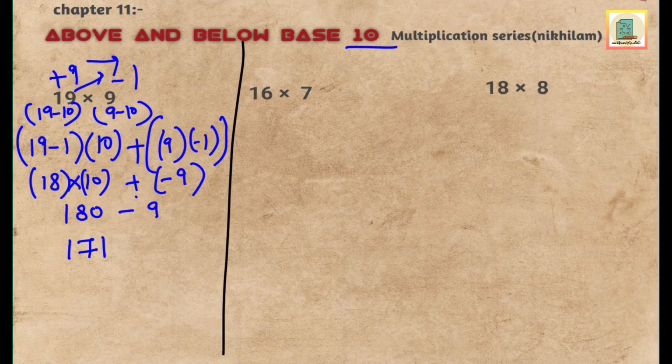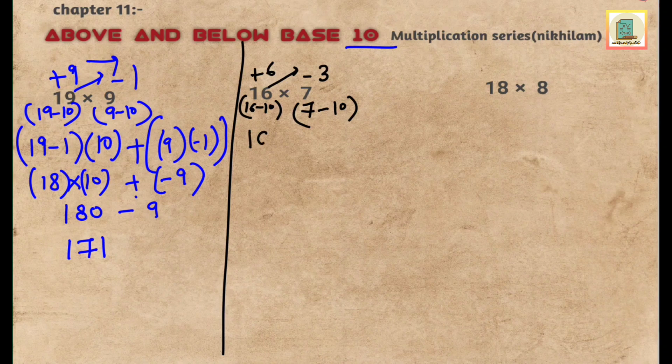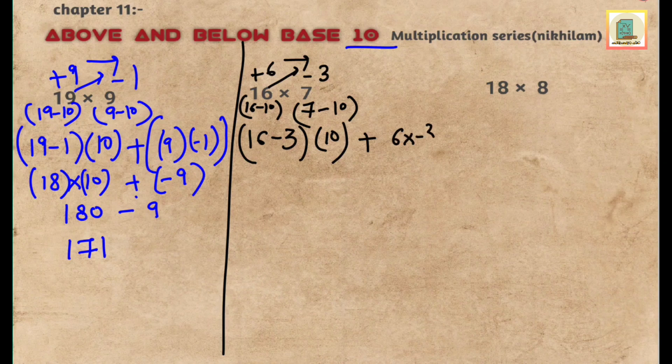So let's first find out the deviations. So 16 minus 10 gives you plus 6 as deviation, and 7 minus 10 gives you minus 3 as deviation. Now here first number plus the second deviation, which will be 16 minus 3, as the deviation is negative. Multiply with the base, which is 10, plus multiply the deviations. So 6 multiplied by minus 3.